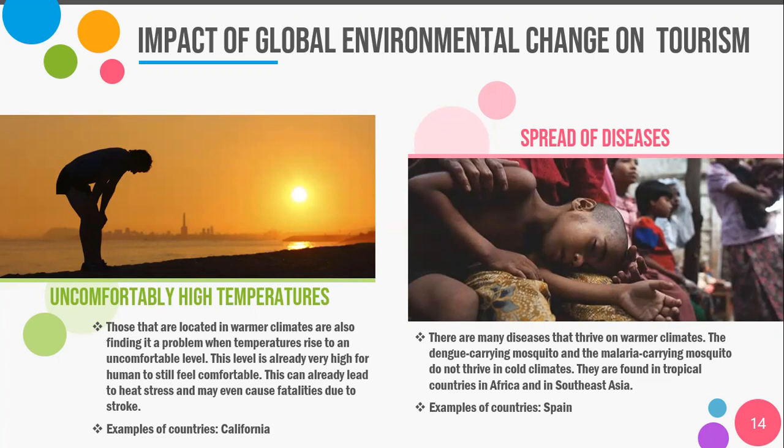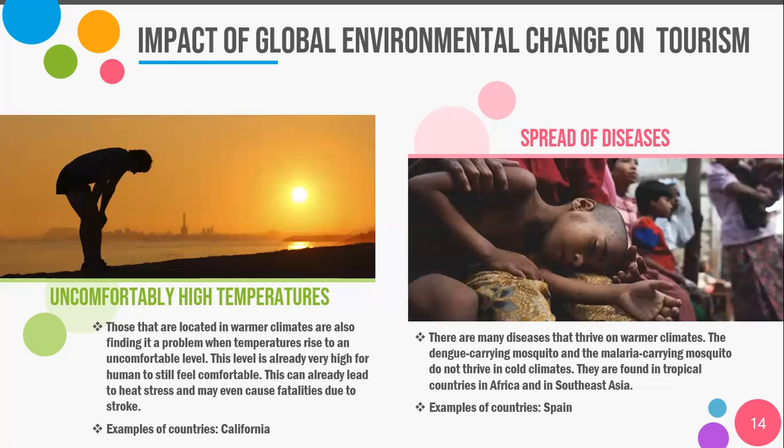Last but not least is the spread of disease. All of this is related to high temperature. When there is high temperature, there is one mosquito that loves high temperature. That is malaria. Malaria mosquitoes will breed more easily, laying their eggs, when they have a warmer climate. When more malaria mosquitoes are produced, the malaria disease is really easy to spread.